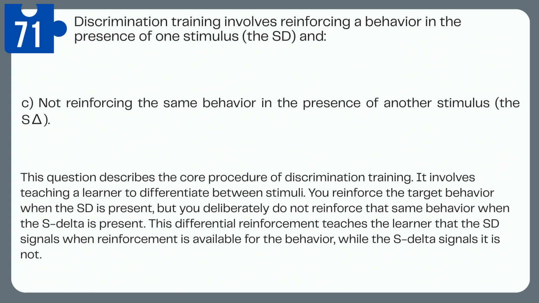Answer: C. Not reinforcing the same behavior in the presence of another stimulus, the S delta. This question describes the core procedure of discrimination training. It involves teaching a learner to differentiate between stimuli. You reinforce the target behavior when the SD is present, but you deliberately do not reinforce that same behavior when the S delta is present. This differential reinforcement teaches the learner that the SD signals when reinforcement is available for the behavior, while the S delta signals it is not.